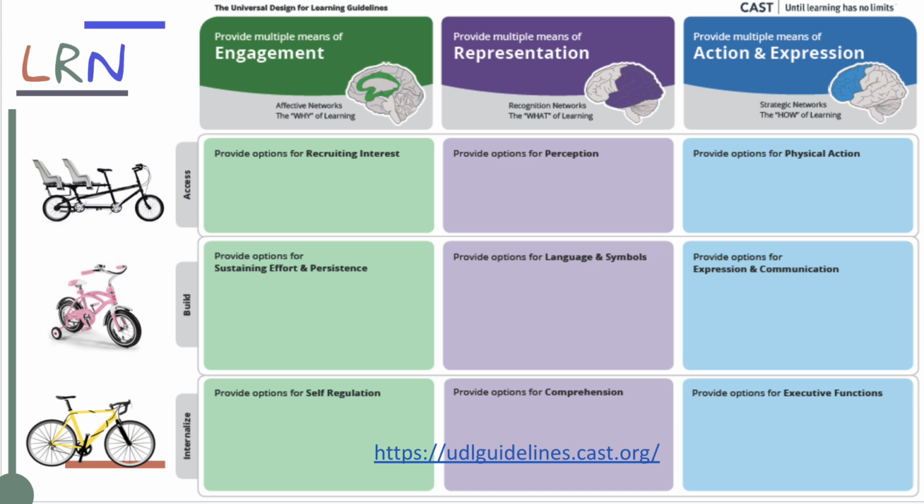So if we think about multiple means of engagement, the first guideline is we as educators are recruiting interest, or we as parents are recruiting interest for the child. So in that instance, we're the one on the bicycle pedaling and navigating and deciding direction. And our students are sitting there and they're along for the ride. Now that's good, that's fine.